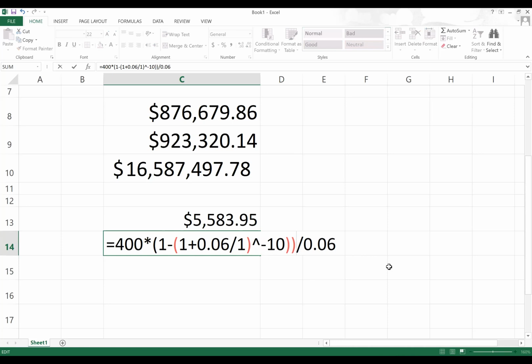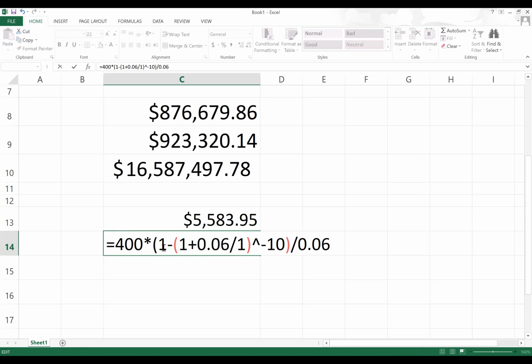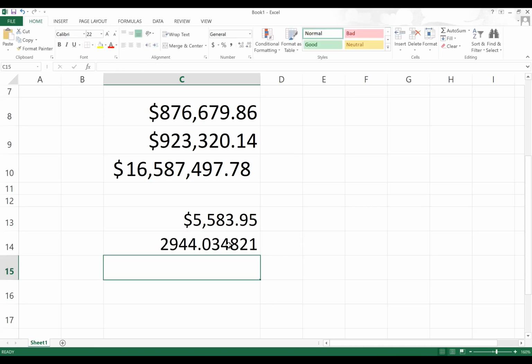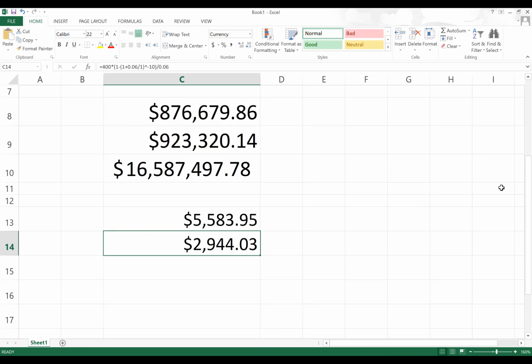Actually, yeah, we need that, and close it. Right. If you want to skip this parenthesis, that's okay. This is totally okay. Let's do it. So that means this is what, $2,944 and then some change, right?